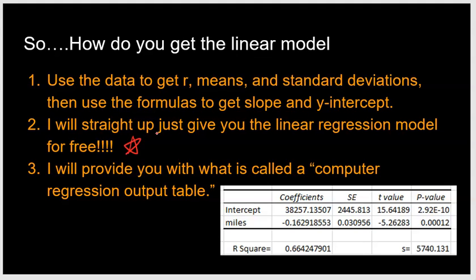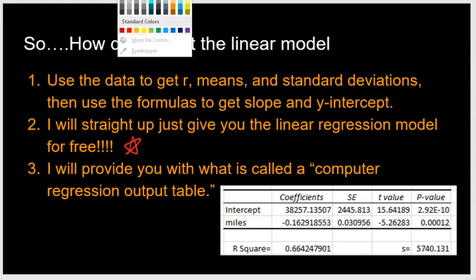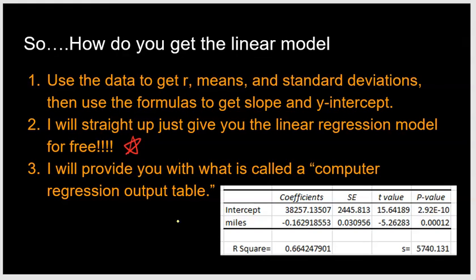And then the third way that I can give you the linear regression model is with what's called a computer regression output. Now, this is a little bit confusing to understand, but I hope that I'll do a decent job of it. So imagine that you have a computer, maybe Excel or Google Sheets, or even your calculator, and you plug all of the data into it, and you ask the calculator or computer to do all the work for you, because that's what computers do. They do math work for you.